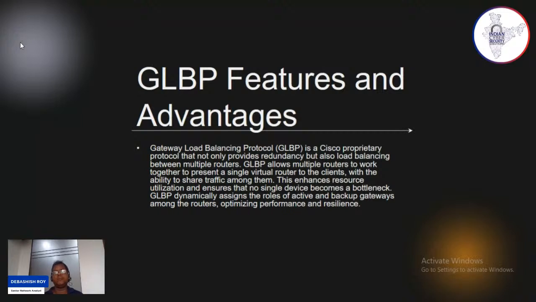Now, GLBP dynamically assigns the role of active and backup gateways. So there is an active forwarder, the active virtual forwarder concept. It is a bit more complex than HSRP among the routers, optimizing performance and resilience. The active forwarder is actually forwarding the traffic. That is the concept of GLBP.